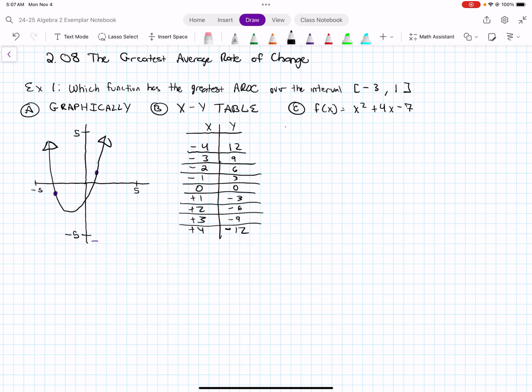So example 1, which function has the greatest average rate of change over the interval -3, 1? We're going to understand what this means graphically, through a table, and through a function. So I want you to pause the video right now and make sure that you have all this set up.